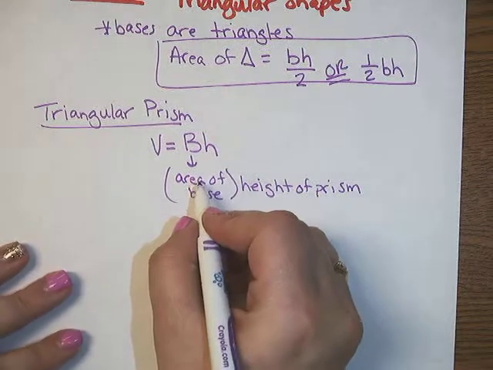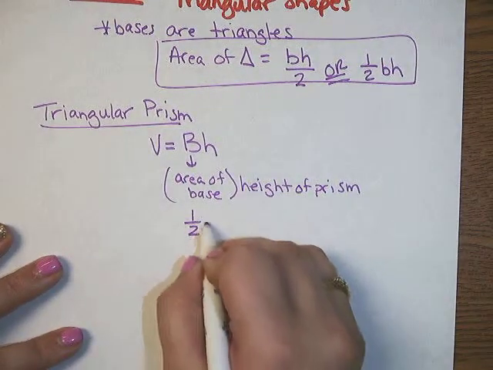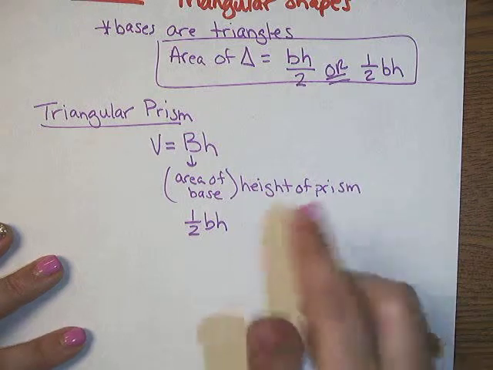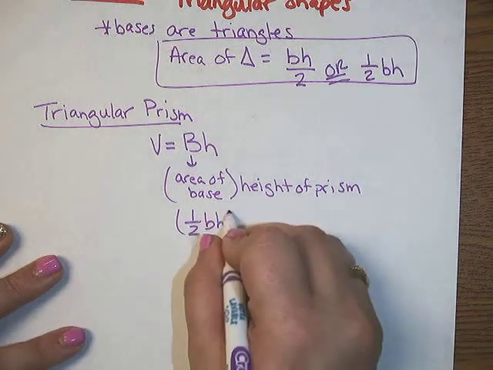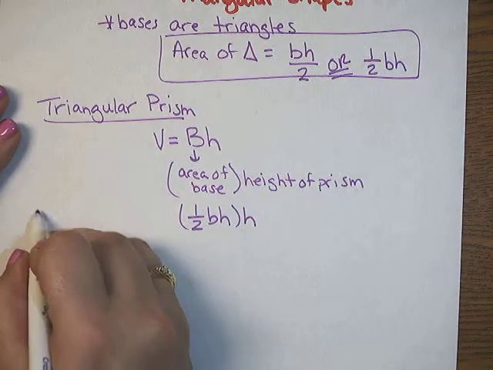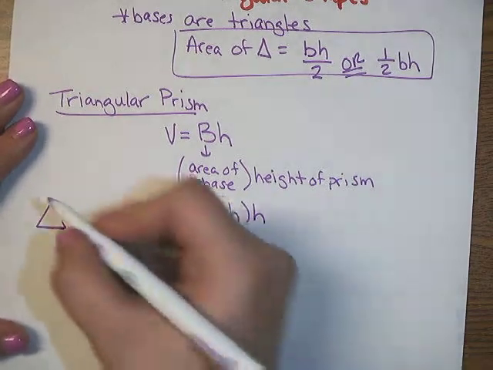Okay? So if I was going to put this all together, the formula for area of a base would be 1/2 BH, right? And then I have to multiply it by the height of the prism. So I would put this in parentheses and then put an H there so I know that it's the height of the prism. So let's draw a little triangular prism.